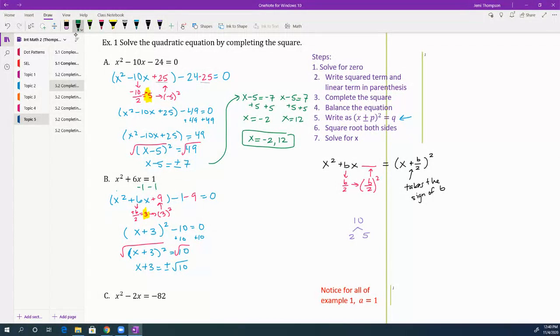Okay. So I come back up and I make 2 little equations. If you have more room underneath, you can just keep working underneath. I'm just running out of room, so I'm going to write it on the side. This leaves me with x plus 3 equals negative radical 10 and x plus 3 equals positive radical 10. Solve for x.